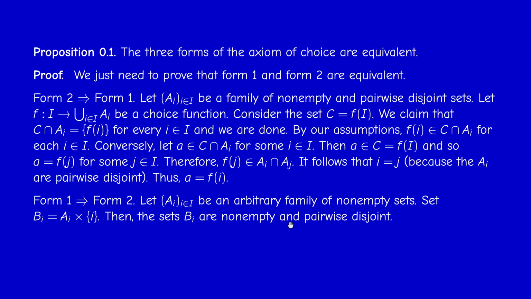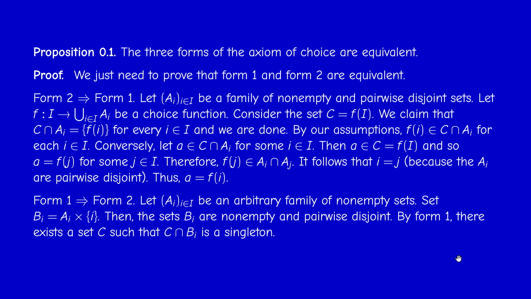So then, as you may check, the B_i are not empty because A_i is not empty and this is not empty. But now the B_i are pairwise disjoint. Why? Because if B_i intersects B_j in an element, the common element's second component should be i and should be j, so i equals j. So if B_i intersects B_j, then i equals j because of this trick. Now, by form 1, we have a collection of non-empty and pairwise disjoint sets. So form 1 tells me that there exists a set C that meets each B_i in a singleton, in one point.